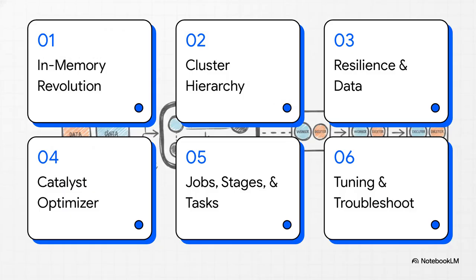Here is our roadmap for today. We'll start with the in-memory revolution, then step inside the cluster hierarchy, look at resilience and data abstractions, explore the Catalyst Optimizer, break down jobs, stages, and tasks, and finally, wrap things up with some tuning and troubleshooting.